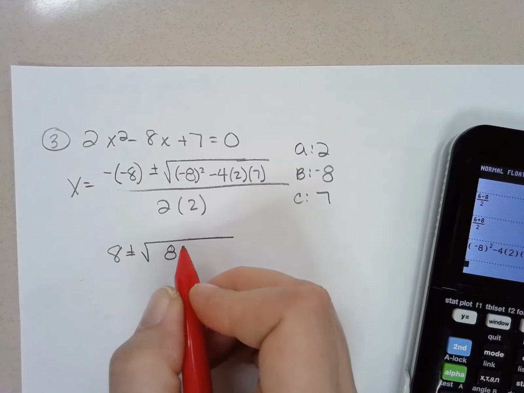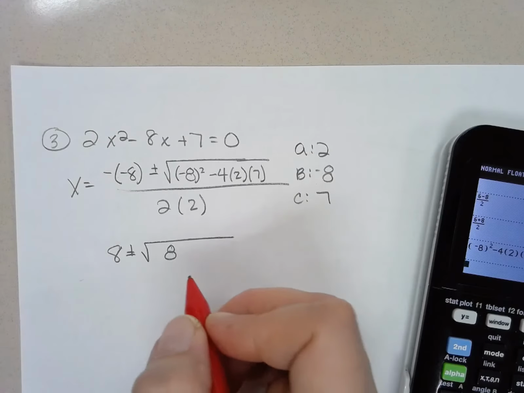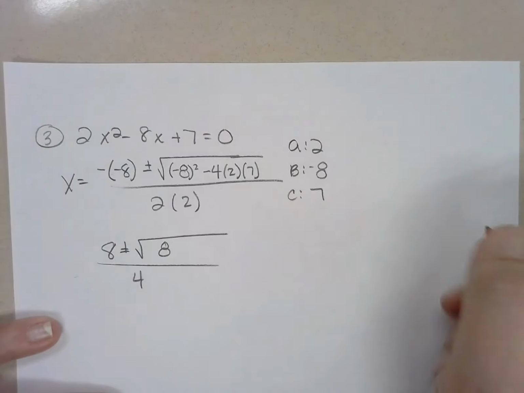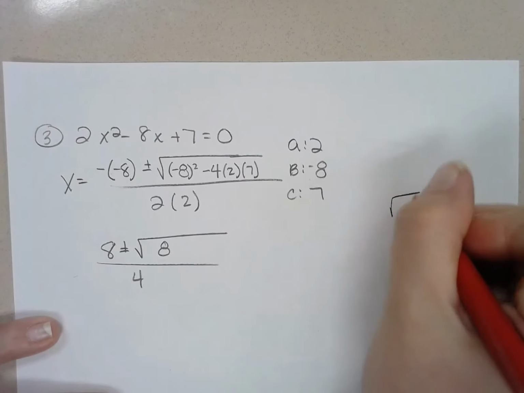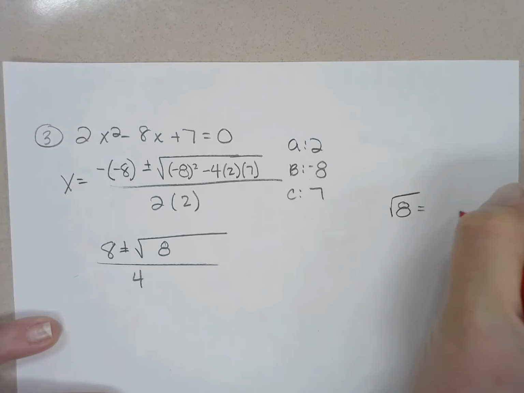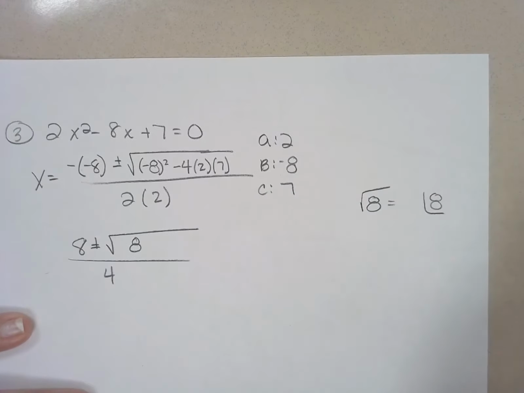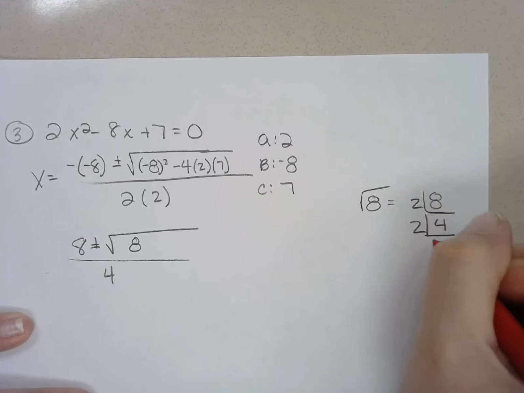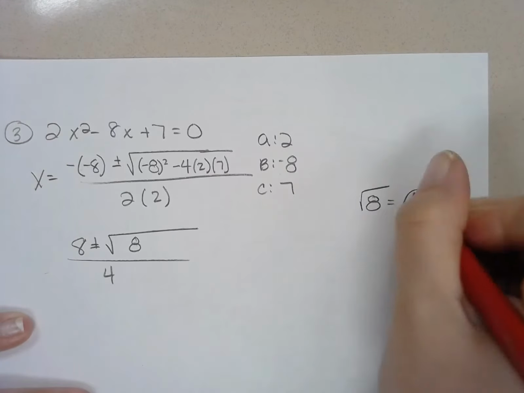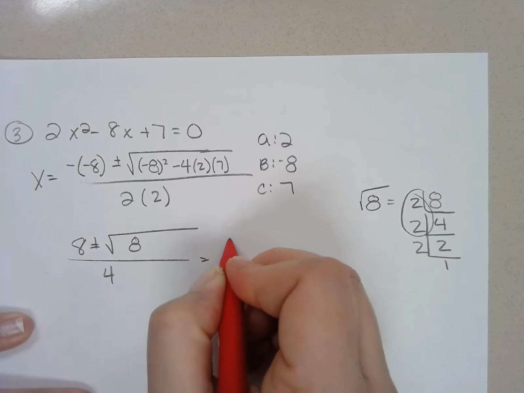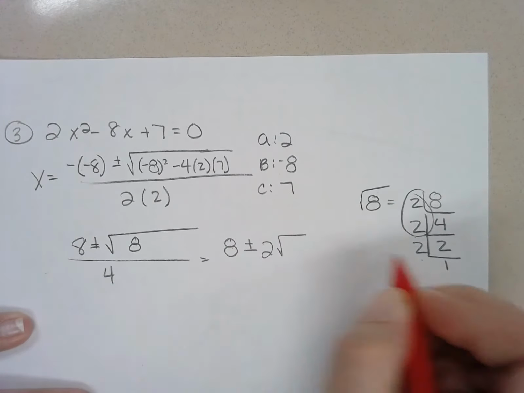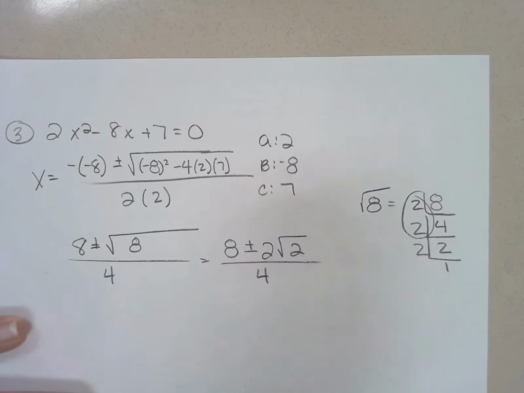All right, this one is going to come out with a slightly unusual answer because 8 is not a perfect square. So what we need to do is come over here and do the square root of 8, and we have to do that upside down division. So 2 and 4, which gives us 2 and 2. So we got a pair of 2's. So this equals 8 plus or minus, a pair of 2's goes outside, the leftover 2 stays inside, and we divide by 4.